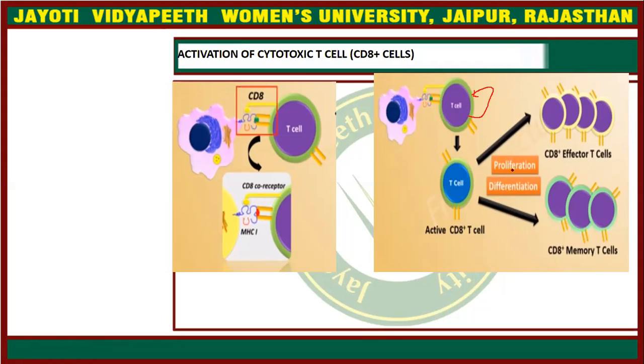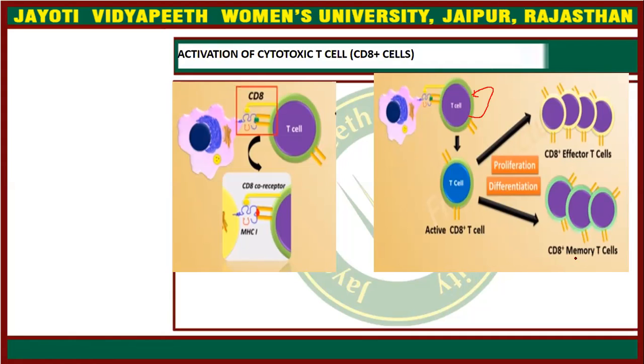First, it will proliferate, it will divide, and then it will differentiate into two types of cells. The first one is the CD8 effector T cell and the other is the CD8 memory T cell. So two types of cells are produced after activation of T cells. Effector T cells take part in helping various kinds of cells, and also take part in the secretion of some cytokines.